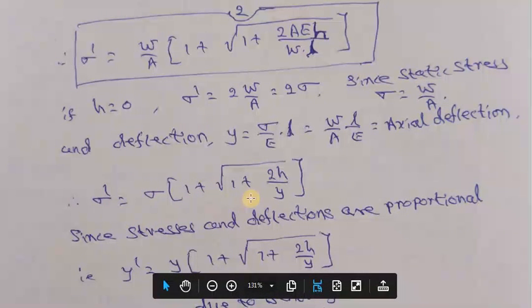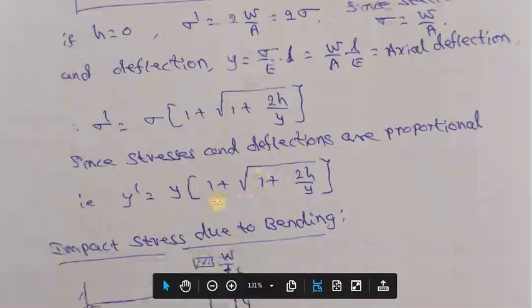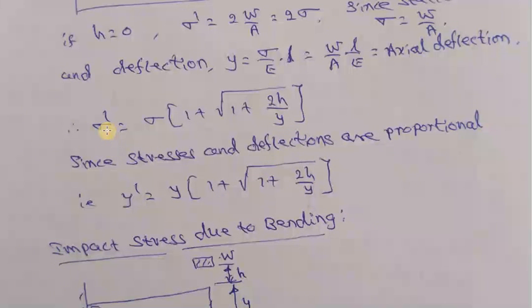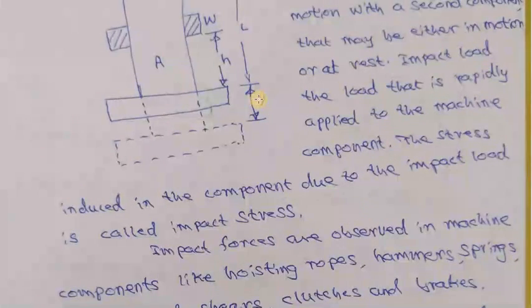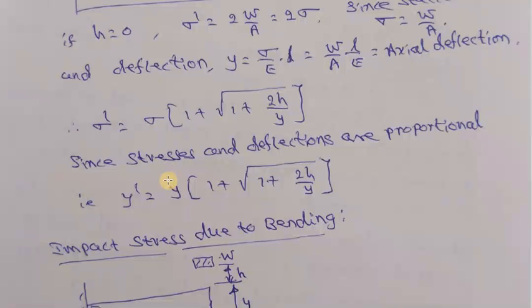Since stress and deflection are directly proportional, I can replace sigma by y, so y dash is equal to y into 1 plus square root of 1 plus 2h by y. Where y is the static deflection and y dash is the instantaneous deflection. So in the figure, whatever I have written as y is nothing but y dash, the instantaneous deflection. So these are all the equations concerned with axial deflections.